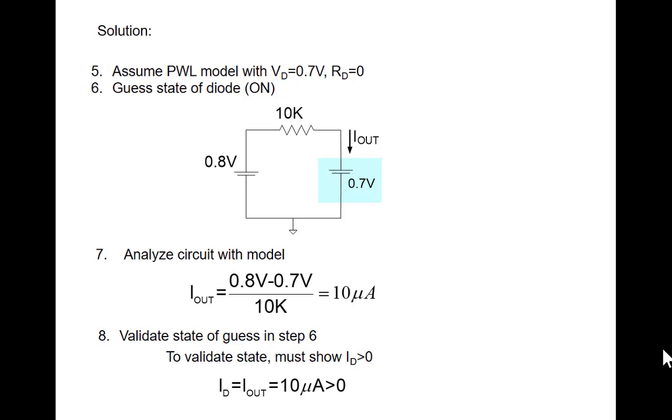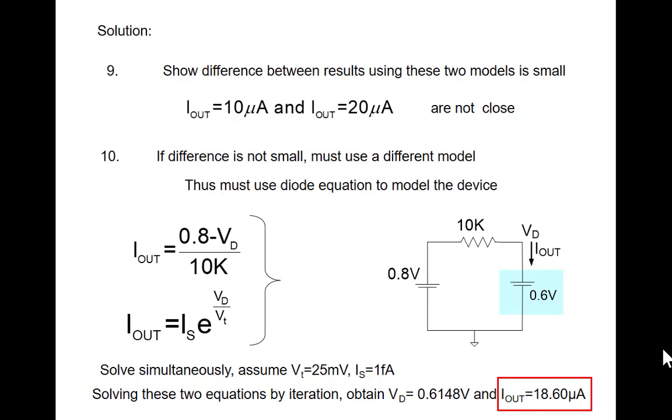Well, we have to see if the difference in the two solutions is very big. In this case, one solution was 10 microamps and one solution was 20 microamps. So were we justifiable by using a simple model? No, we have 100% difference in two solutions. So since the difference is not small, let's use a different model. In this case, you need to go to the diode equation.